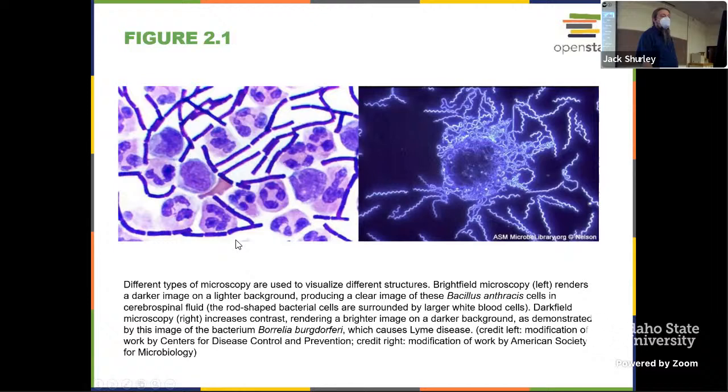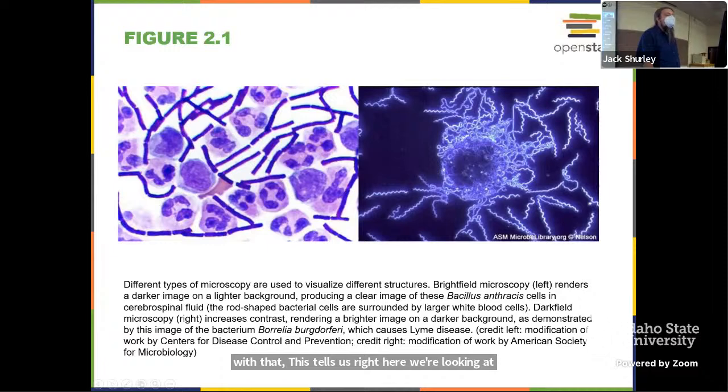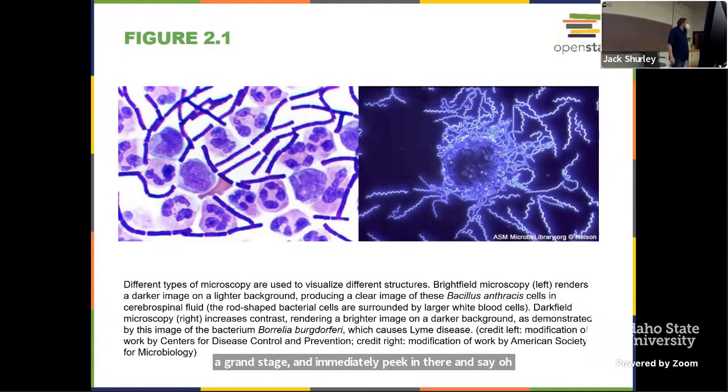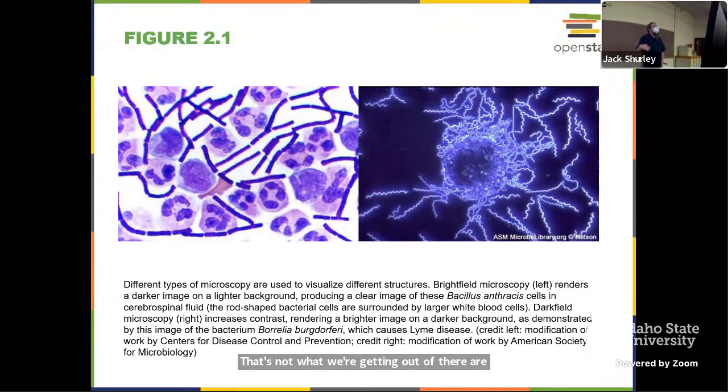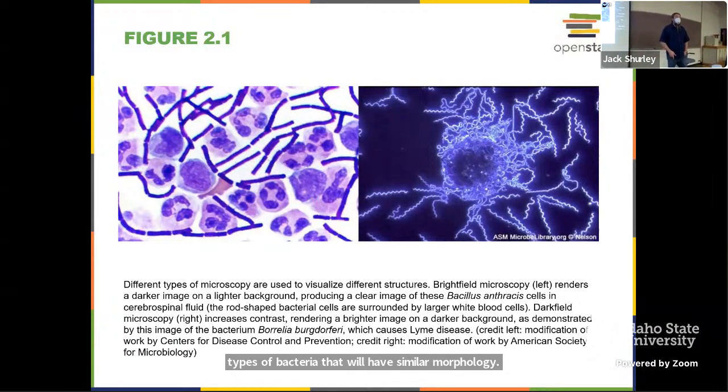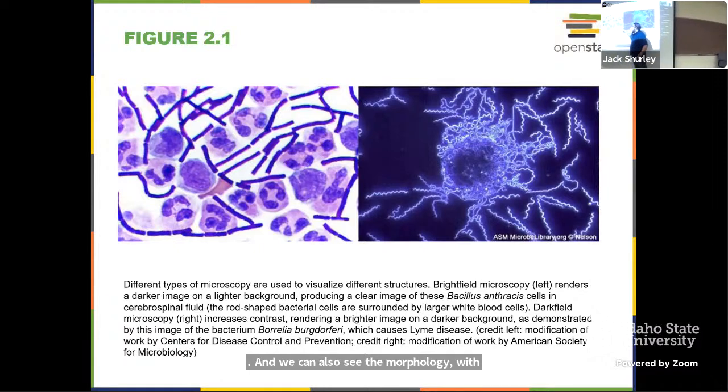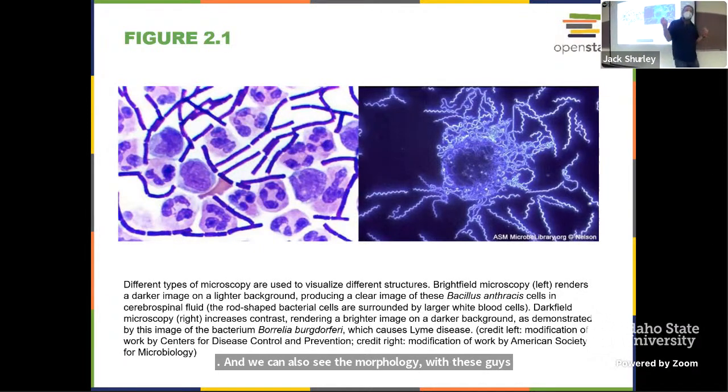This tells us right here, we're looking at anthrax, Bacillus anthracis, but you can't look at a gram stain and immediately peek in there and say, oh, that's anthrax, right? I can tell that just by how it looks, right? That's not what we're getting out of it. There are numerous types of bacteria that will have similar morphology, right? It definitely tells us some things. I already mentioned gram positive. It tells us some features about the cell, and we can also see the morphology that these guys are bacilli shaped or rod shaped, right? So we've got some ideas, right?